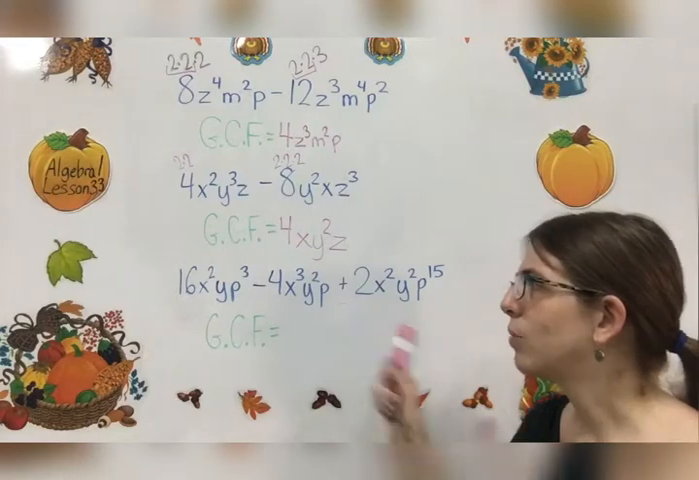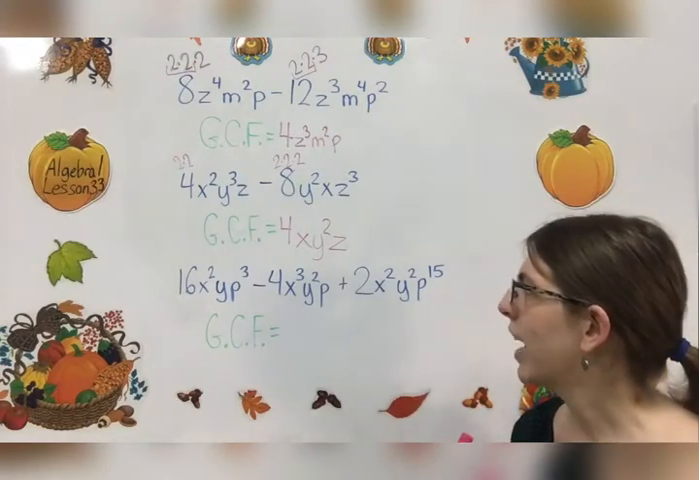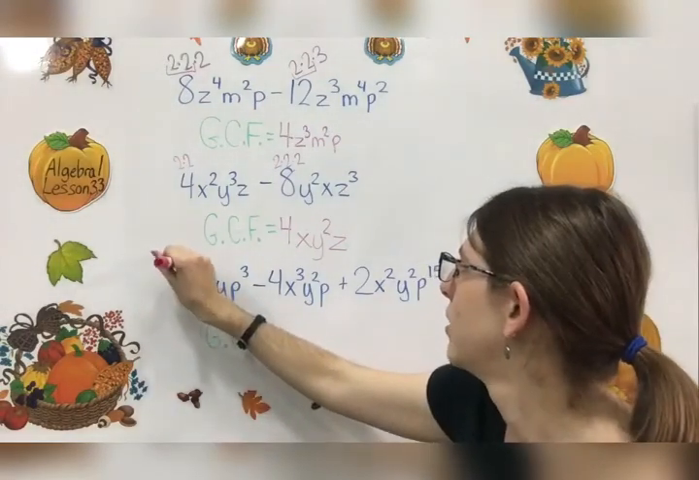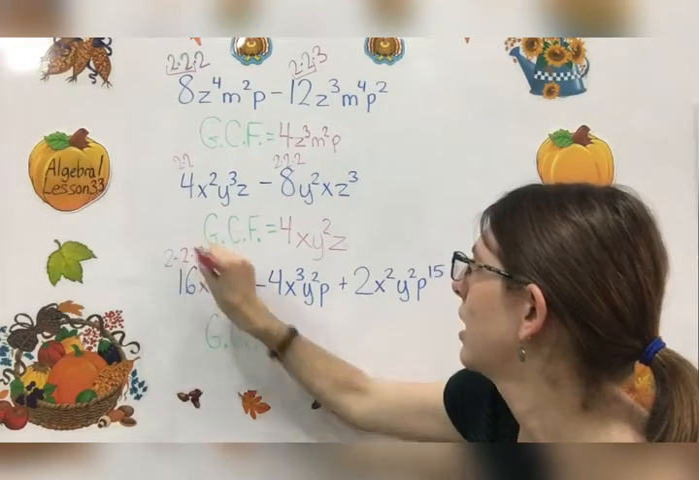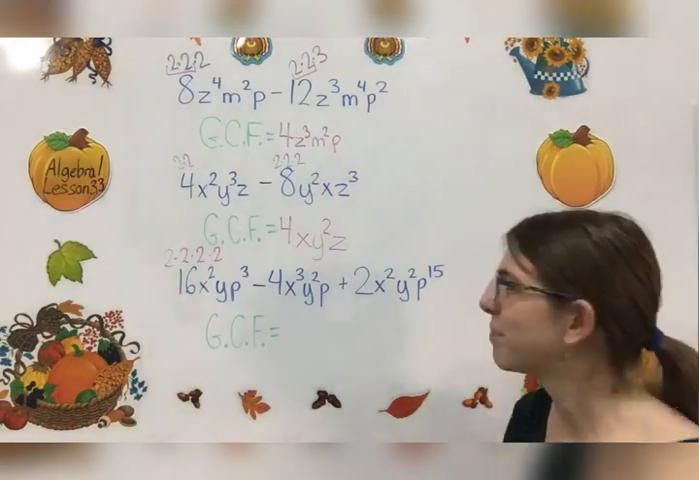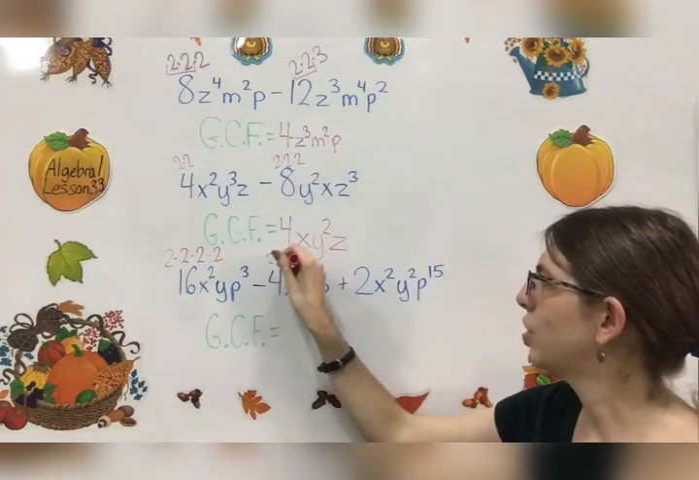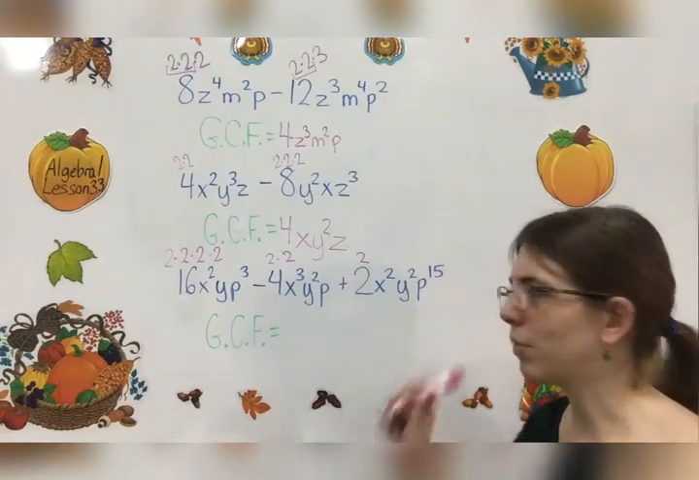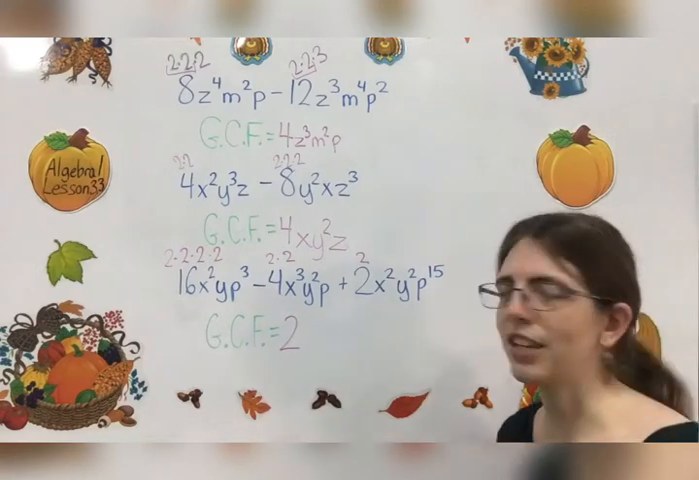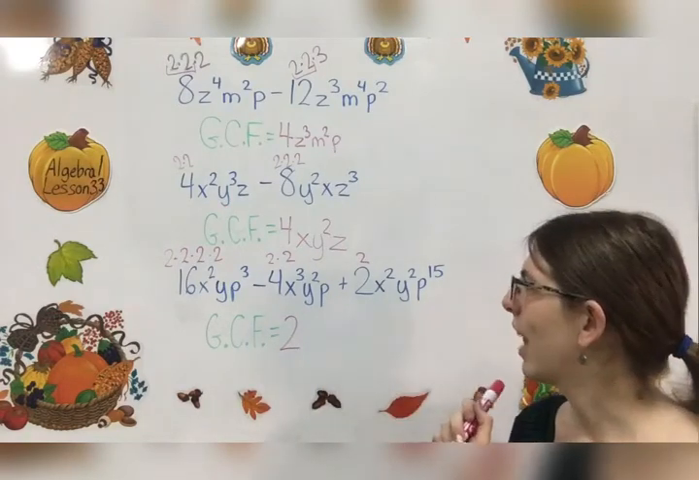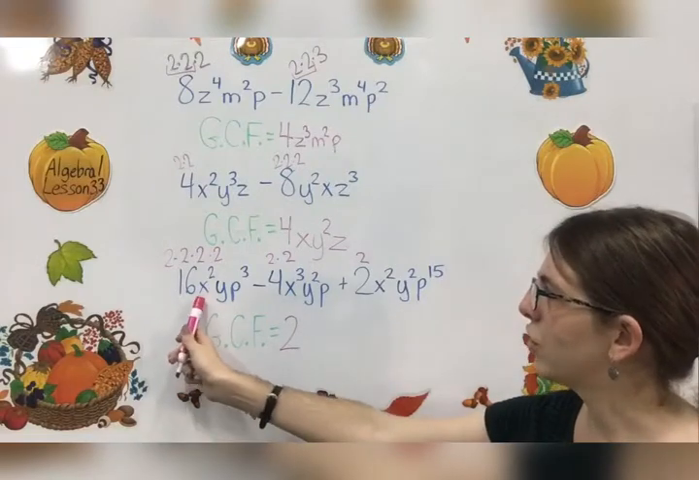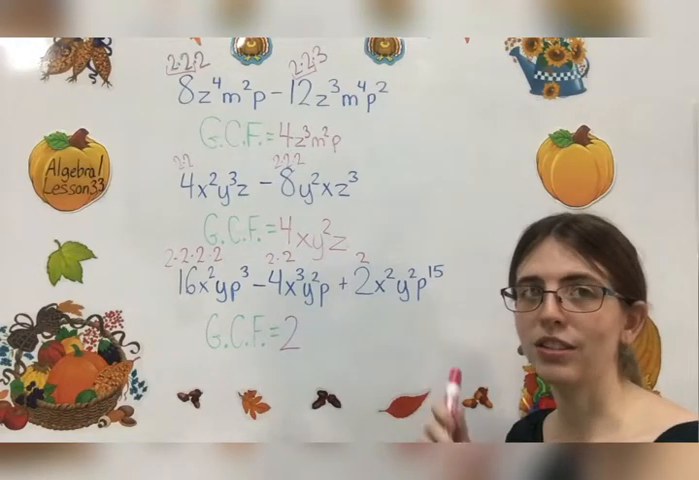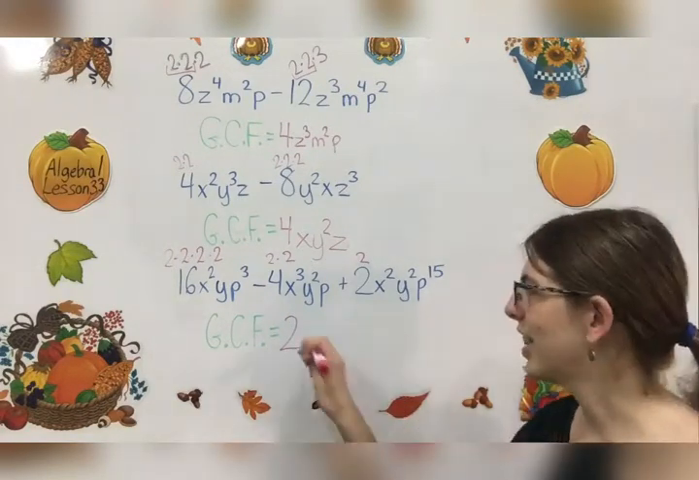Okay, now we're moving on to one with 3 terms. Let's see how we do here. Okay, starting with our coefficients. 16 is 2 times 2 times 2 times 2, right? Yeah. 4 is 2 times 2, and 2, of course, is just 2. Well, that's the smallest one. 2 only one time, so my greatest common factor, the coefficient, the number, would start with 2. All right, now let's do our variables. Here I have x2, x3, x2. What's the smallest exponent? x2, very good.